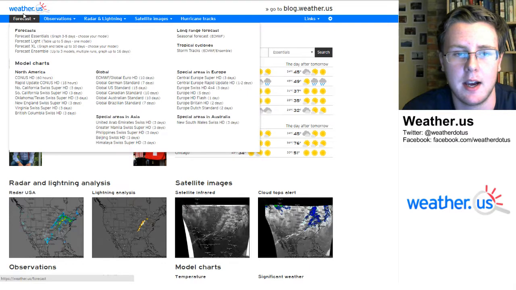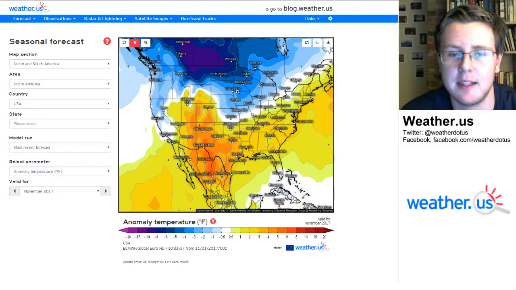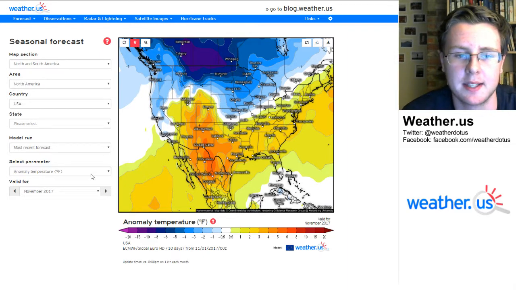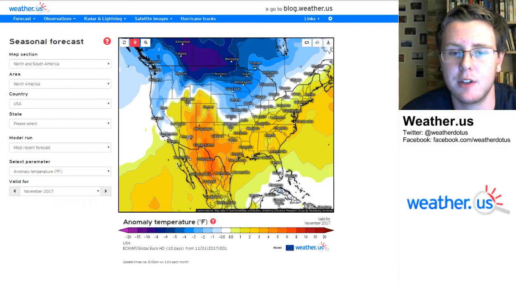So to get these, you mouse over the forecast tab here on the WEATHER.US homepage. You're going to go over to the seasonal forecast. This is done by the ECMWF, and this forecast is available for free exclusively here at WEATHER.US. So enjoy that. All of these forecasts are given as monthly anomalies. So that means that the model is taking the average forecast temperature for the entire month, and then comparing that average to what you typically expect in a given region at a given time of year.